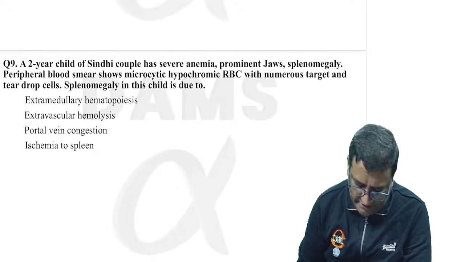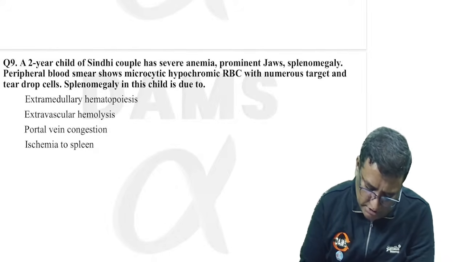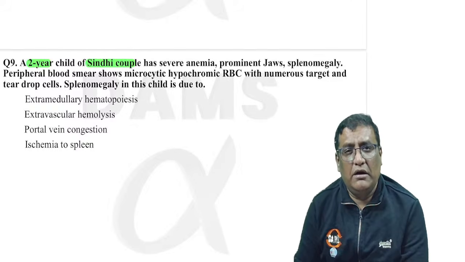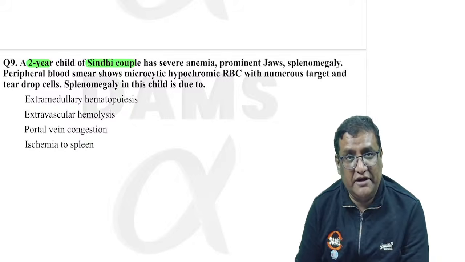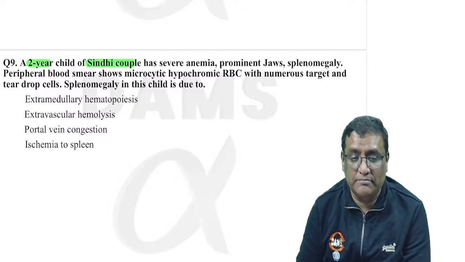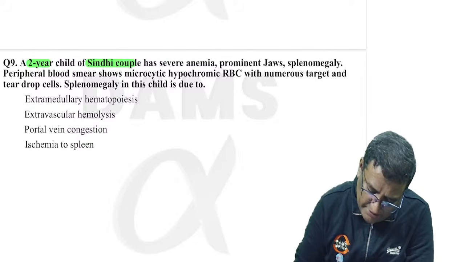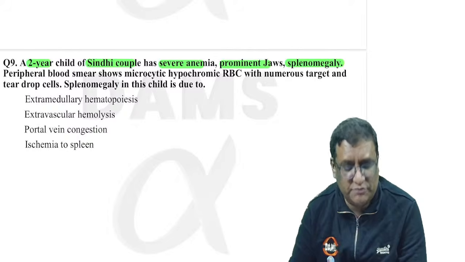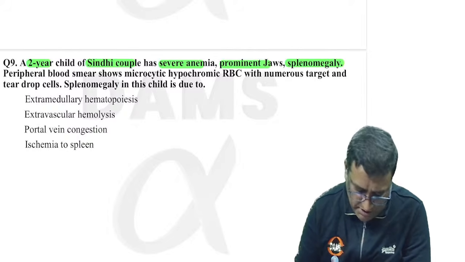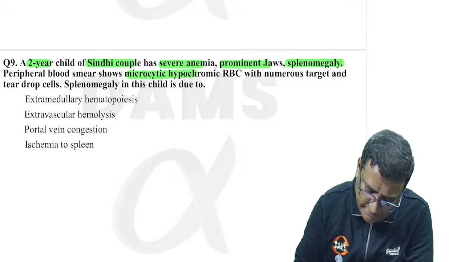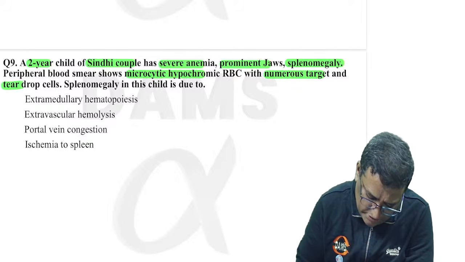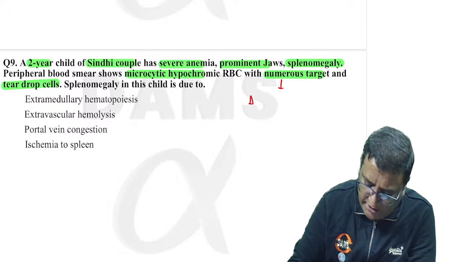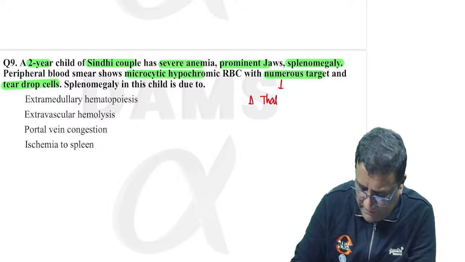Next, question 9. Let us look at this question 9 now. A 2-year-old child of a Sindhi couple. What is the importance of a Sindhi couple? If we are talking about an inherited condition, then thalassemias are common in Sindhis and Punjabis. The child has severe anemia, prominent jaws and splenomegaly. Now I can suspect severe anemia, prominent jaws and splenomegaly more in favor of thalassemia. The peripheral blood smear shows microcytic hypochromic cells with numerous target and teardrop cells. Okay, so definitely now, what is my diagnosis? Target and teardrop cells, definitely the diagnosis is thalassemia.